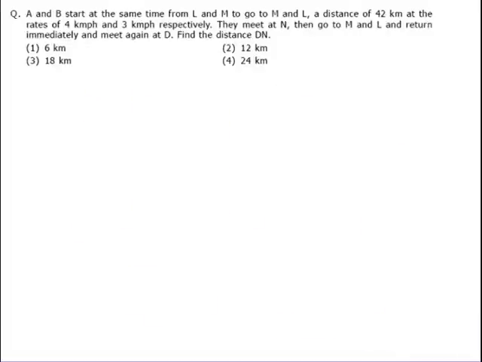Okay, the question reads, A and B start at the same time from L and M to go to M and L, a distance of 42 kilometers. Their speeds are 4 and 3 kmph respectively. They meet at a point N, then go to M and L, and return and meet at D. Find the distance DN. Here is the solution.